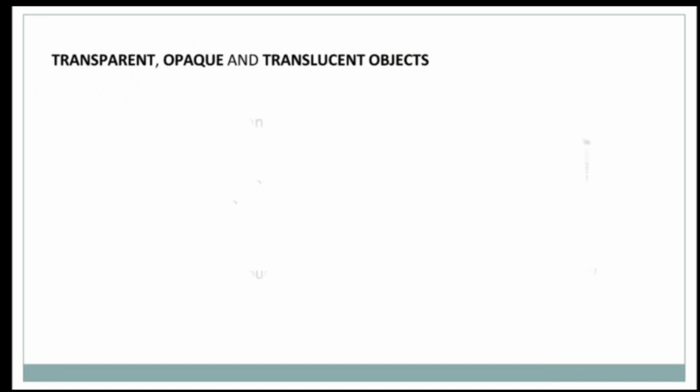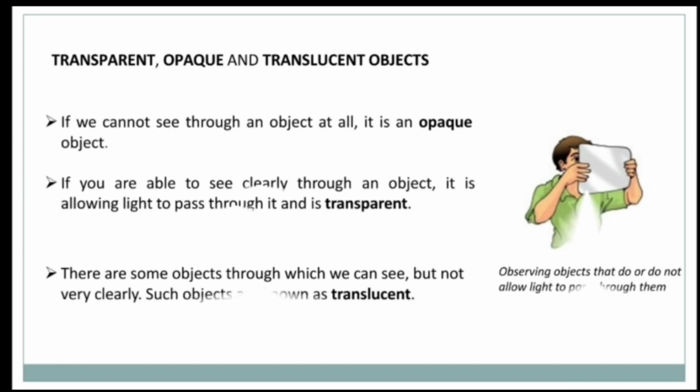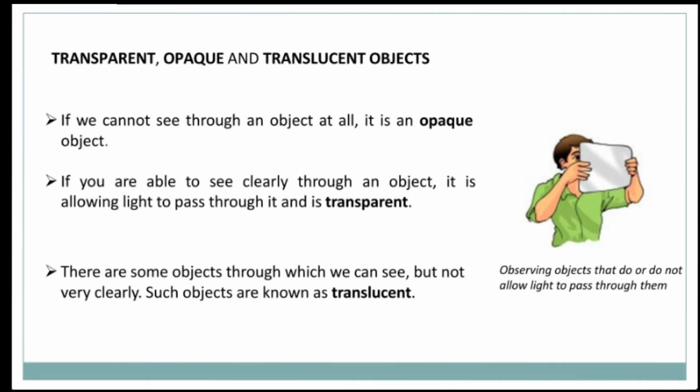Transparent, opaque and translucent objects. Let's see what these are. If we cannot see through an object at all, it is an opaque object. Examples of opaque objects are stone, wood, metal or concrete, etc. If you are able to see clearly through an object, it is allowing light to pass through it and is a transparent object. Examples of transparent objects are water, clean glass, window pane and clean air, etc.